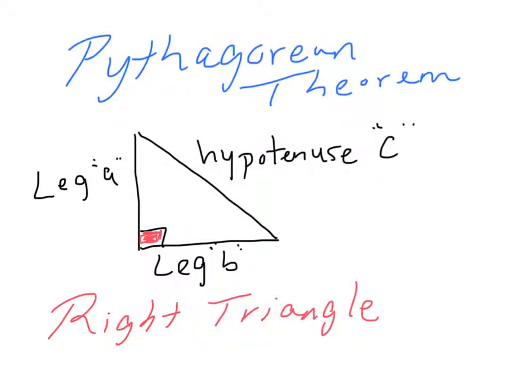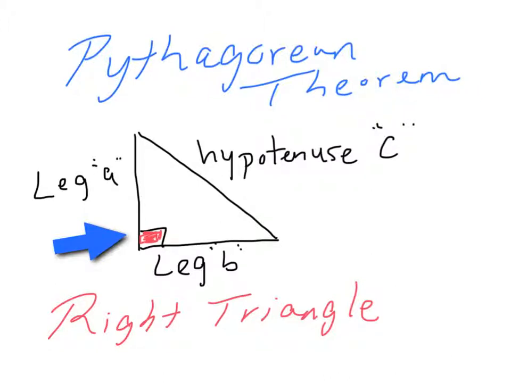So we have the Pythagorean theorem. Here's a little drawing. As you can see, this is a right triangle. In order to use the Pythagorean theorem, you have to make sure it's a right triangle. You can tell that it's a right triangle because it has a little box in the corner right there.